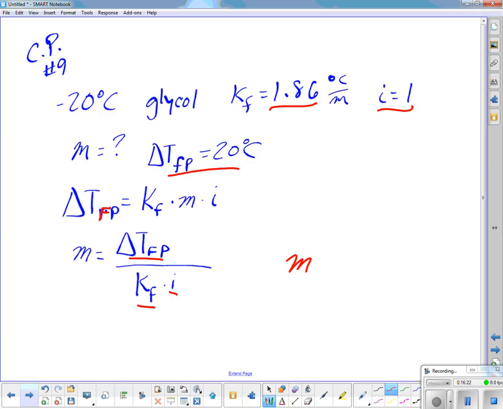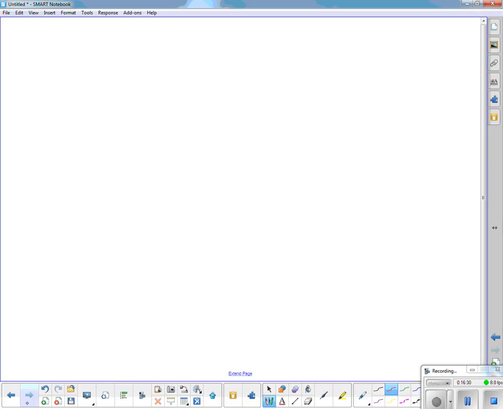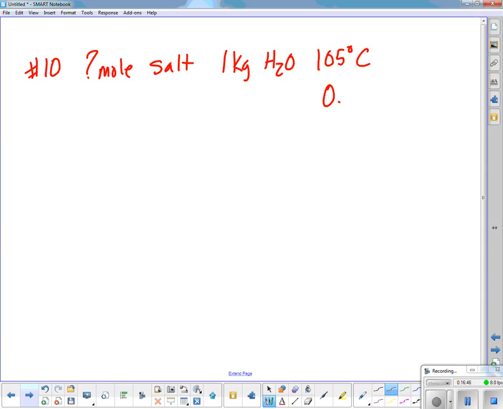Okay. Let's do this one. How many moles of salt would you need to add to 1 kilogram of water to make the water boil at 105 degrees Celsius? Kb is 0.25, and I is 2. This is a salt.